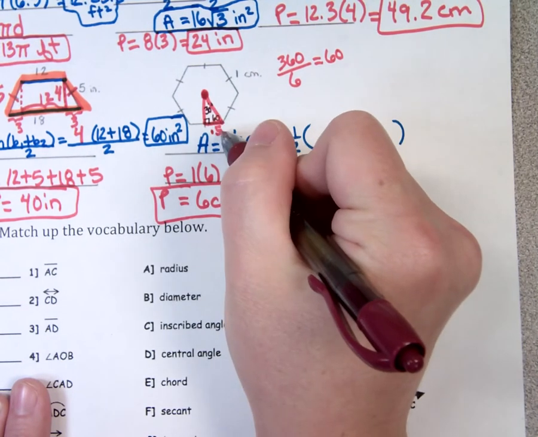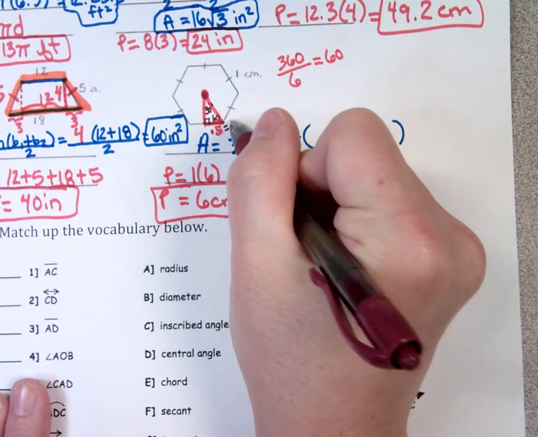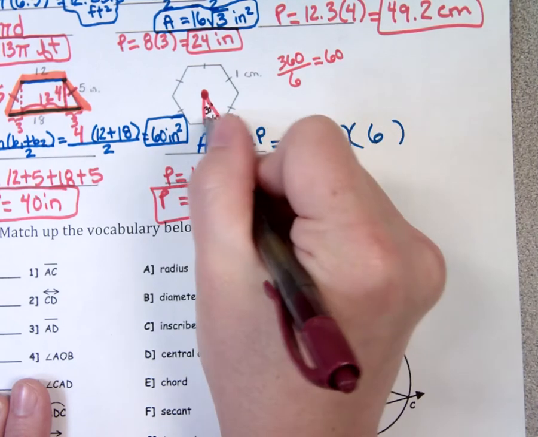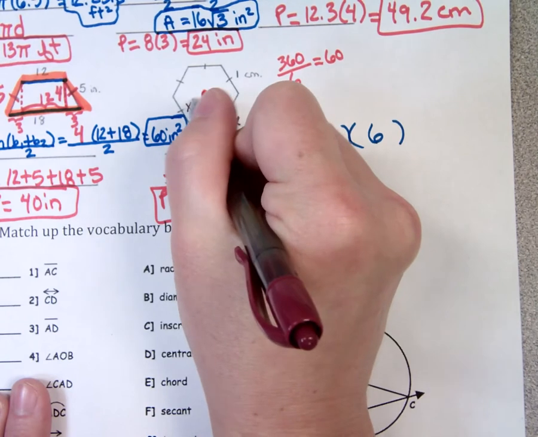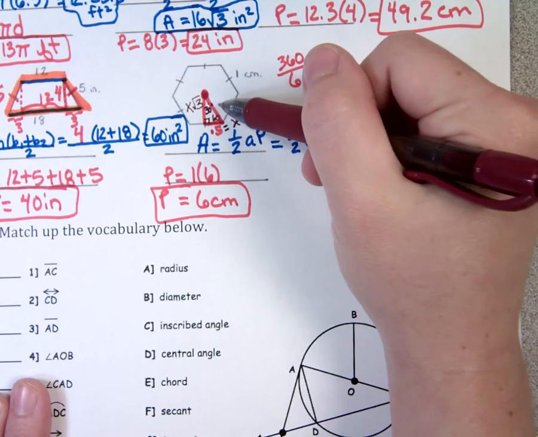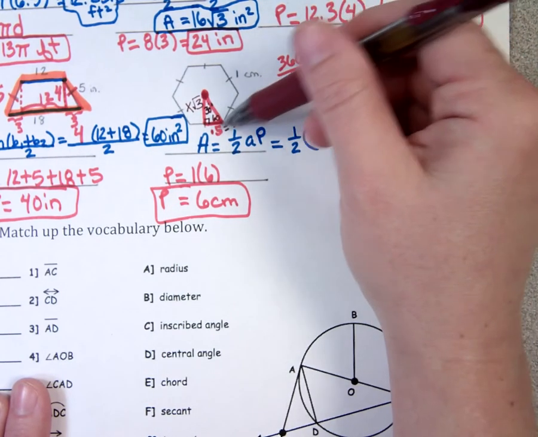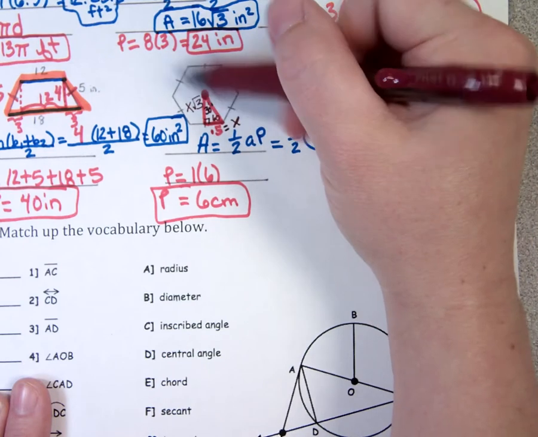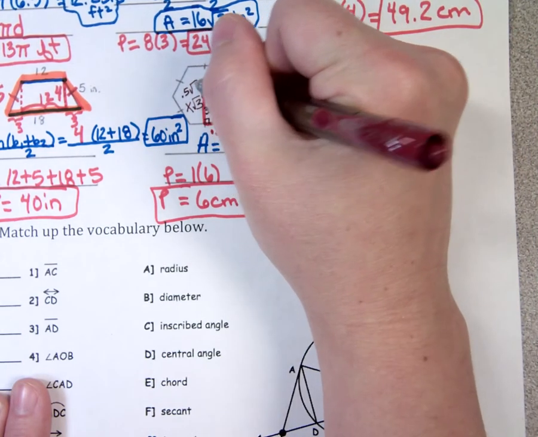So across from our 30, that's our x. So 0.5 right there, that's our x. Across from our 60, that's x square root of 3. And that's what I want. That's the apothem. I don't even care about the radius. So if x is 0.5, then the apothem would be 0.5 square root of 3.